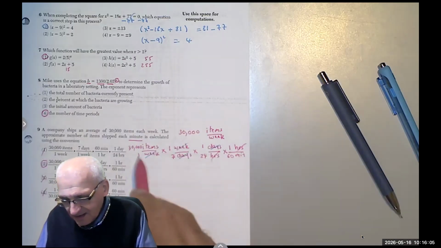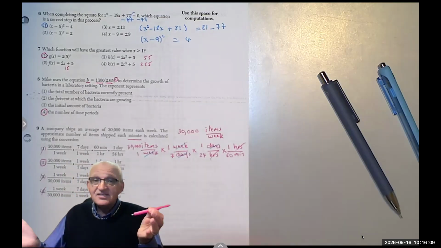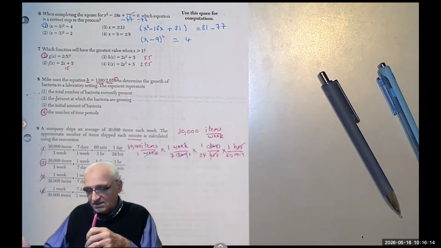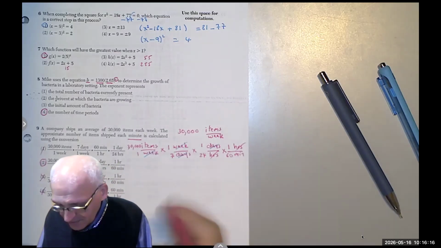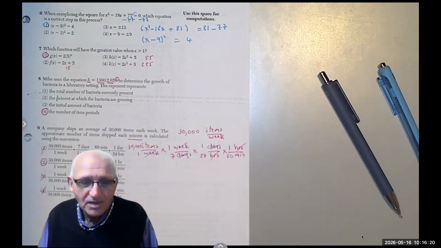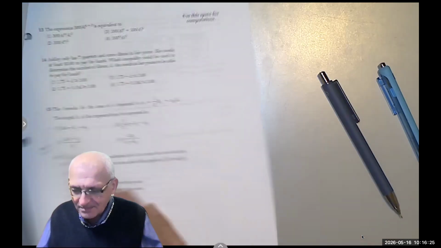If I ask you how many items are produced every minute, and you memorize how many minutes in a week, you can just divide by that number, which is 7 times 24 times 60, and get done with it, which would be what, 100,040 or something? I don't know. 80.